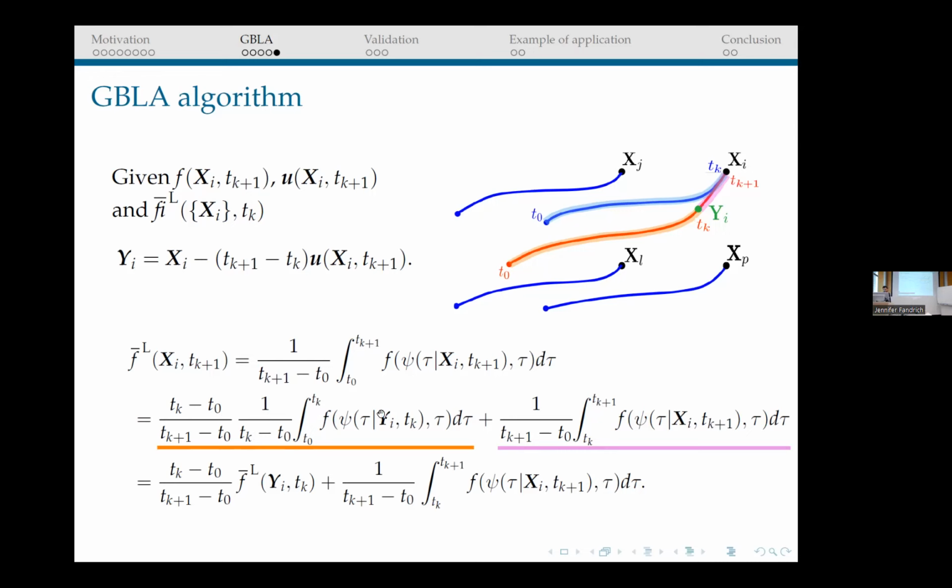And I did one more thing here. So instead of using xi and tk plus 1 for the label of the particle, I use yi and tk. It's the same particle. The particle that passes through the point yi at time tk is the same as the particle that passes through xi at tk plus 1. So this integral has a nicer form. So this bit here corresponds to the journey of the particle from t0 to tk, and this pink part is the journey of the particle from yi to xi.